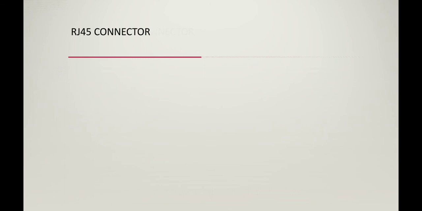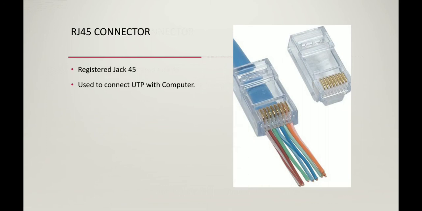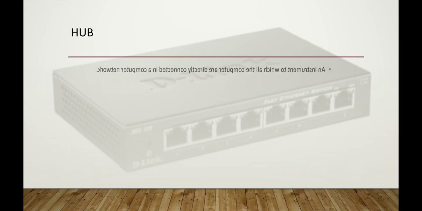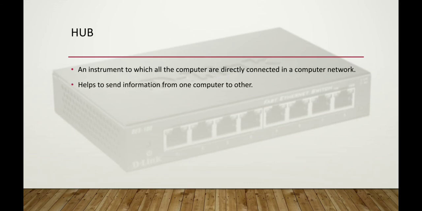RJ45 connector. Full form is registered jack 45. RJ45 connectors are attached to the end of the network cables using a tool called crimping tool. Hub. Hub is an instrument to which all the computers are directly connected in a computer network. Hub helps to send information from one computer to other.